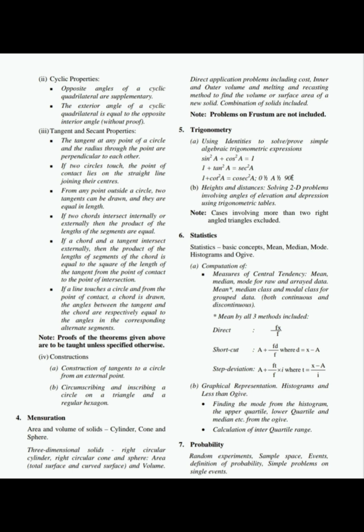Statistics. Basic concept, mean, median, mode, histograms and ogive. Computation of measures of central tendency: mean, median, mode of raw and array data. Mean, median, class and modal class for grouped data, both continuous and discontinuous, are included. Mean by all three methods. Graphical representation: histograms and less than or more than ogive. Finding the mode from the histogram, the upper quartile, lower quartile and median etc. from the ogive. Calculation of interquartile range.